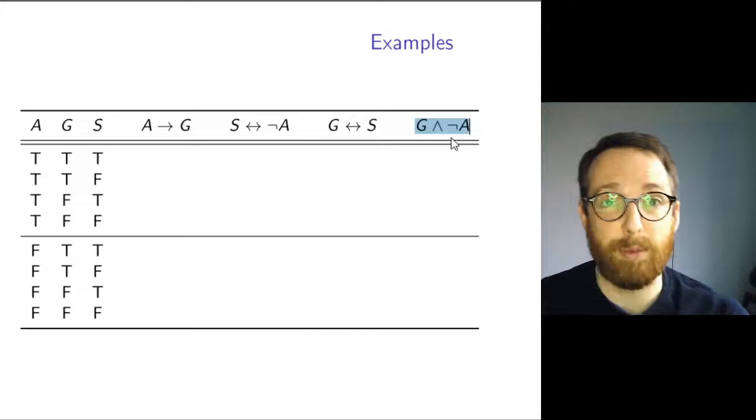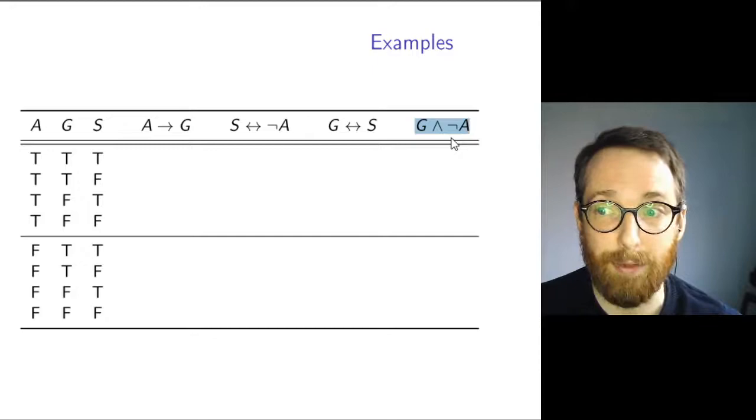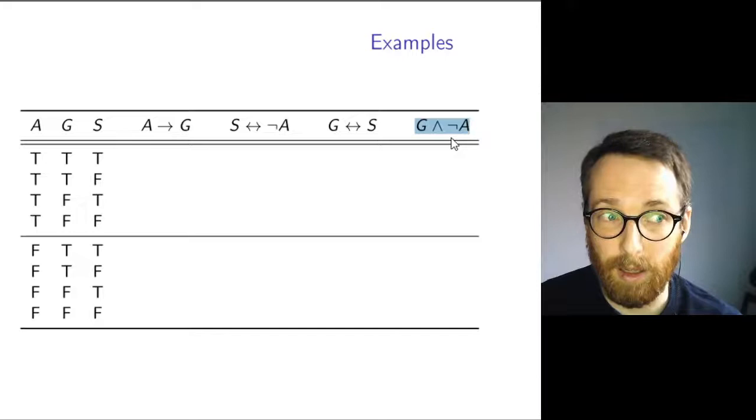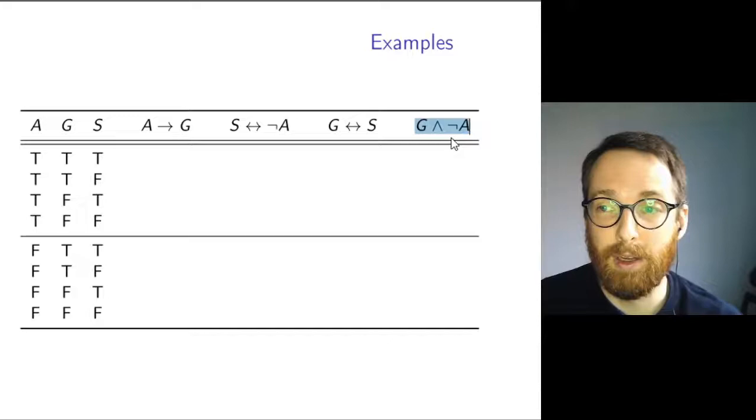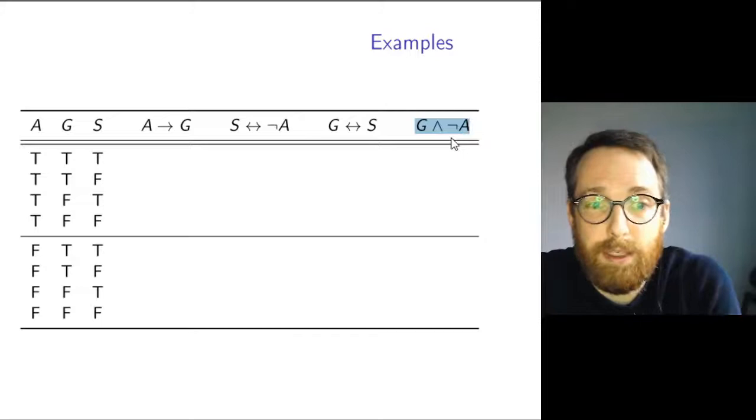If any of those gives me TTTF for my premises and conclusion, then the argument's invalid. If none of them do, if there's no row where we get TTTF, then I know it's impossible, because I've checked all of the 8 possibilities. None of them are possibilities where you get TTTF, so it's impossible to get TTTF.